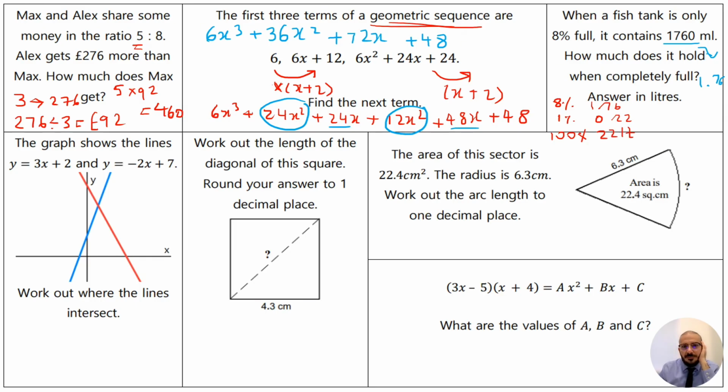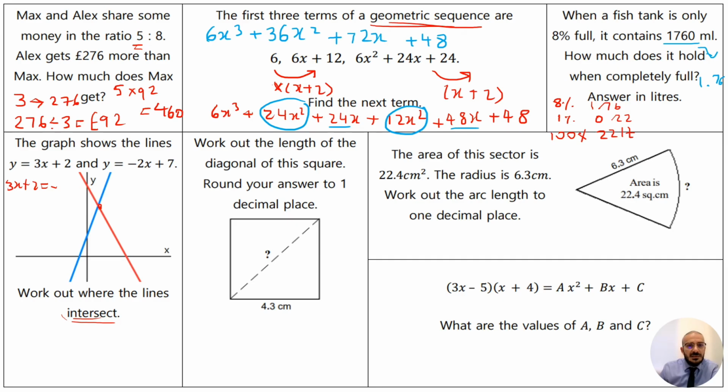That's my final answer. Now, this next question is basically telling us that there are intersection points. So whenever there's an intersection point, that means you can equate your equations. So if y is equal to 3x plus 2 and y is equal to negative 2x plus 7, obviously when they are meeting at this point, they are equal to each other. So you can just say 3x plus 2 is the same thing as negative 2x plus 7.